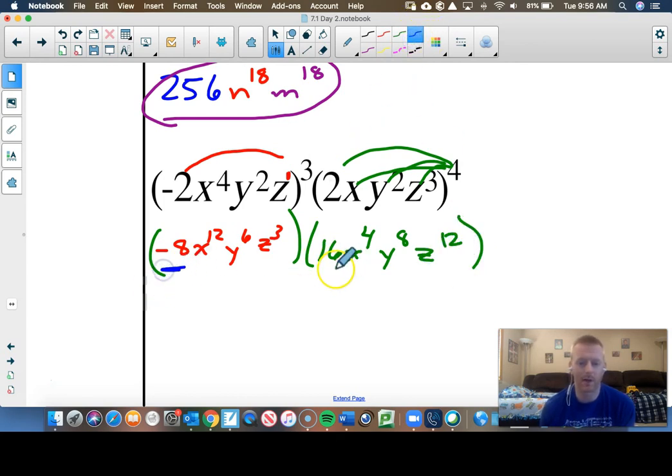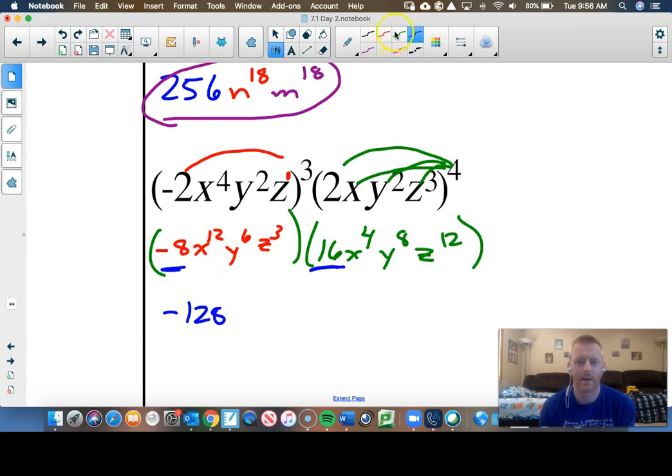We're going to multiply 8 times 16. I don't know that one off the top of my head, so I'm going to grab my trusty dusty calculator here. I haven't used this thing in many, many moons. And I got a negative 128, so that's going to be my number out here in front.